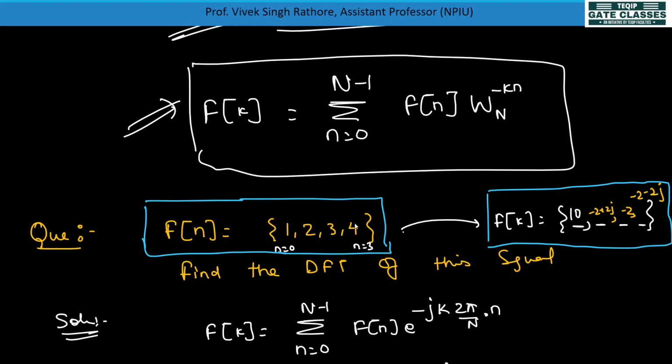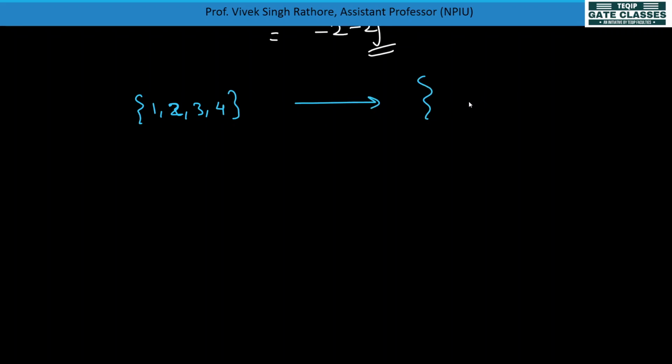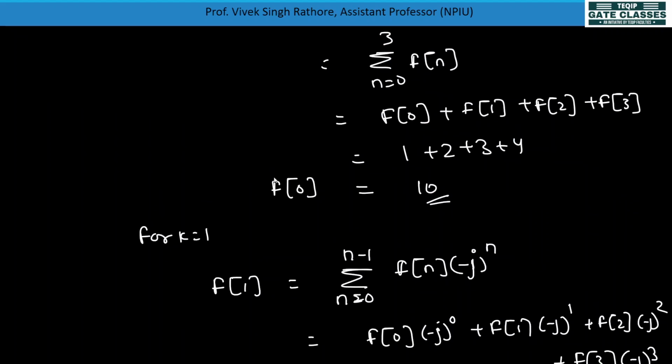So ultimately I will write here, f of n is 1 2 3 4. The DFT value is nothing but 10, minus 2 plus 2j, minus 2 and minus 2 minus 2j. I am writing this expression again because I wanted to draw some conclusion. What conclusion can be drawn? The first term in the DFT value, f of 0, was nothing but f of 0 plus f of 1 plus f of 2 plus f of 3. Ultimately it is a sum of all the terms.